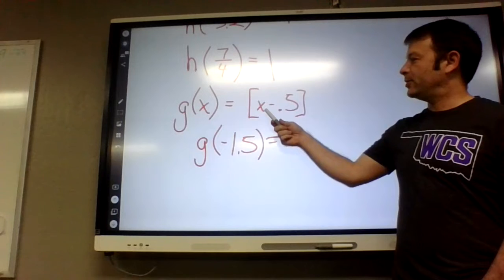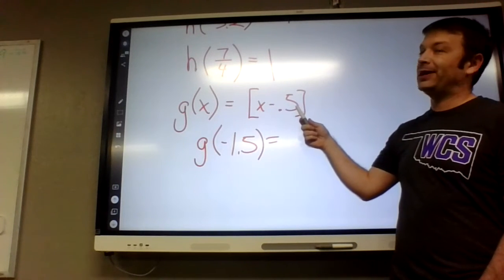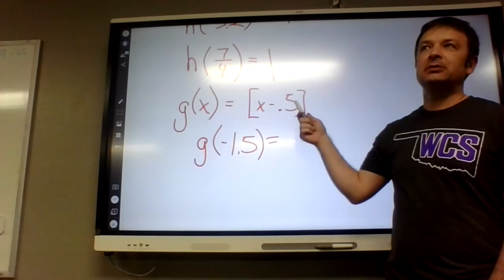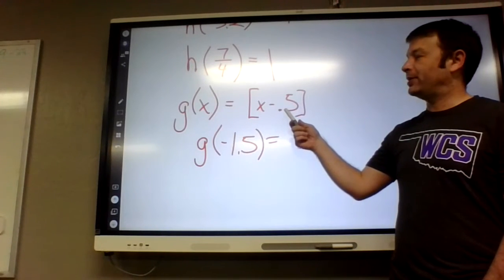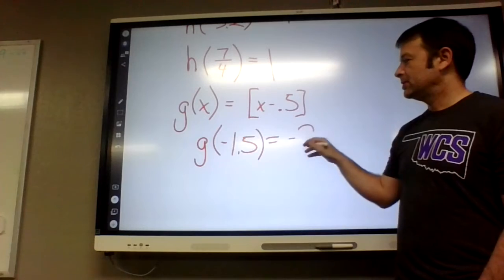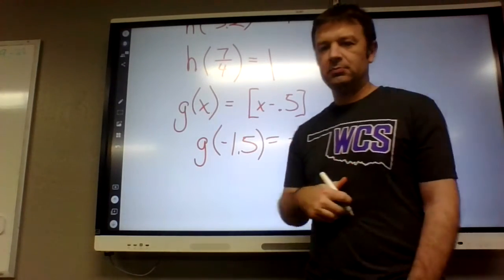So what's negative 1.5 minus 0.5? Negative 2. And if we round that down, it stays negative 2. Doesn't move.